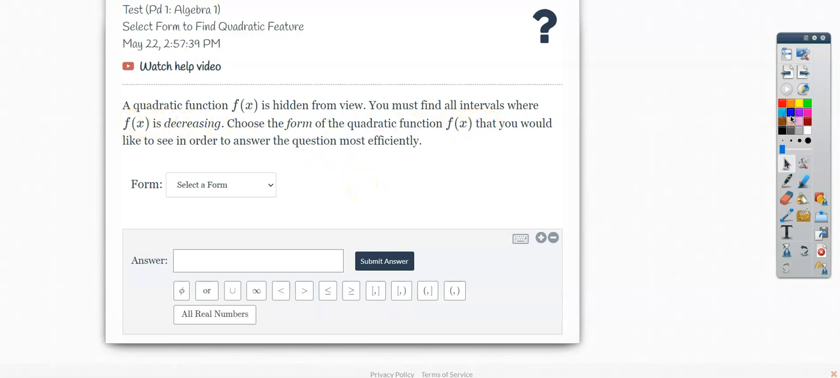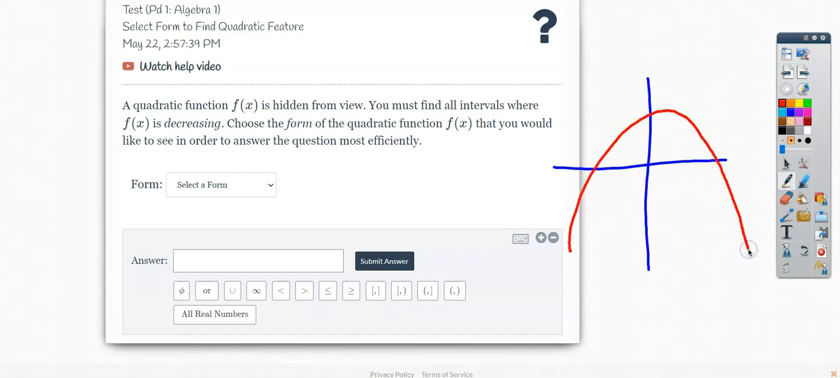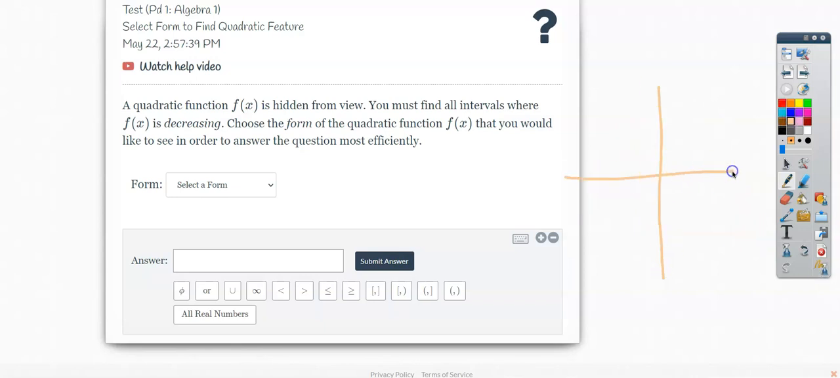So let me give you a little sketch here. If I have a pair of axes and my function is in red, if it was upside down, then from the vertex down would be decreasing. If my function was upward facing, then from negative infinity to the vertex would be decreasing. So if I knew where the vertex was, I would know where it is decreasing. So that's going to be what I select, the vertex form.